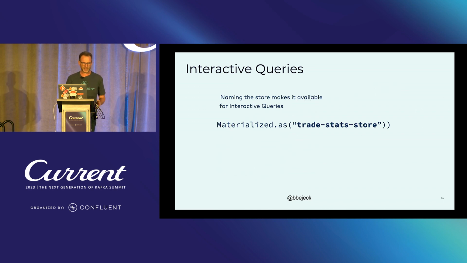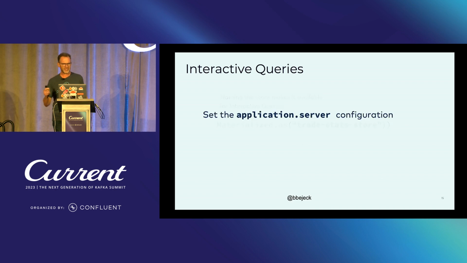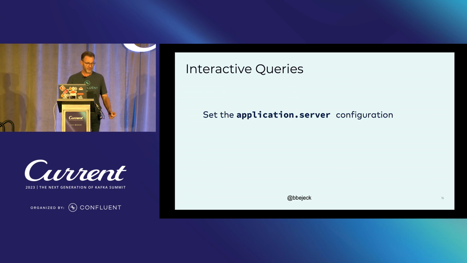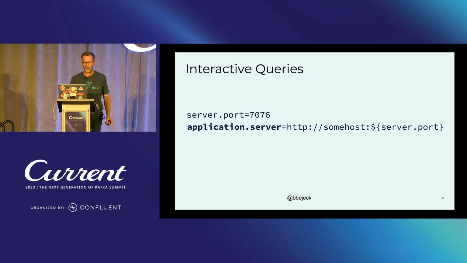Now, to enable interactive queries, you have to explicitly name your state store. If you don't name it, Kafka Streams gives it a name, but it's just a one-up number with, I think, like state store appended to it, and it won't be available for querying, so you have to give it a name. And the next thing you need to do is you have to configure the application, you have to set the application server configuration. And this is the host and port that's going to accept the request for querying.